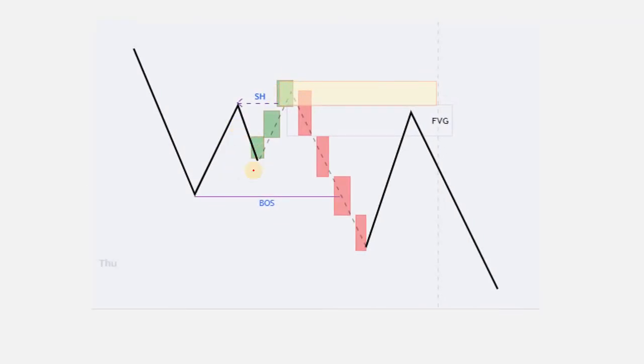In this case, we have a bearish order block, and you can see this move. This 1 2 3 bullish candle move actually forms your order block.